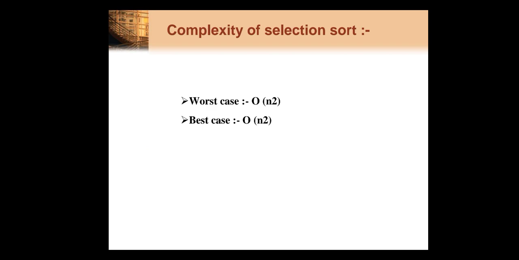So the number of passes multiplied by the number of comparisons. So we require n into n minus 1, that is n square minus n. So we are taking the highest value, that is O of n square. So for the best case, the average case, or the worst case, the time complexity required by the selection sort is nothing but O of n square.